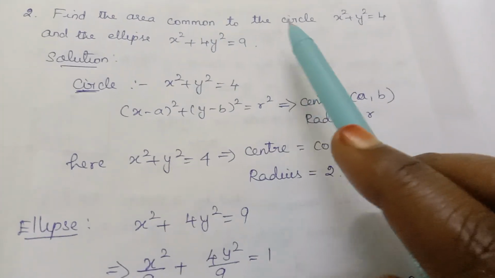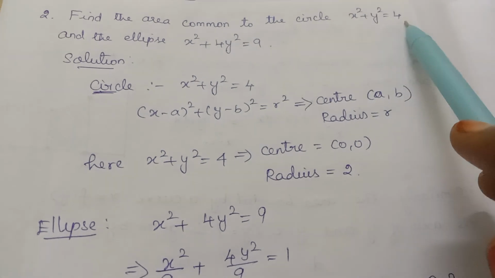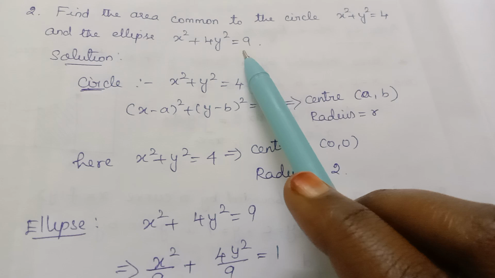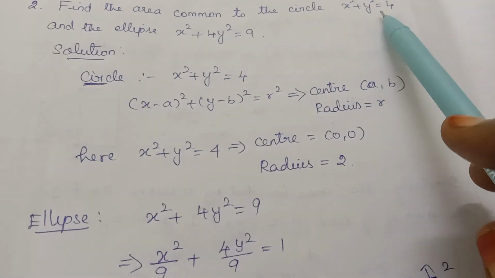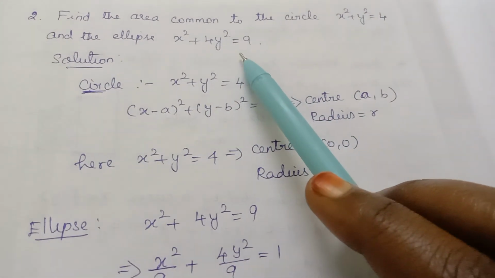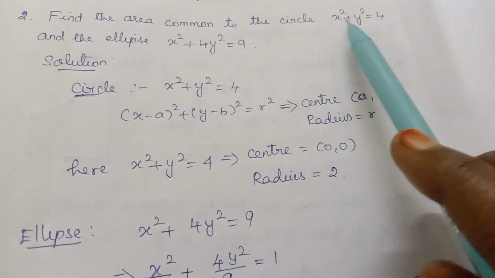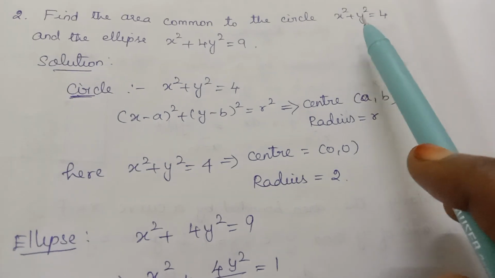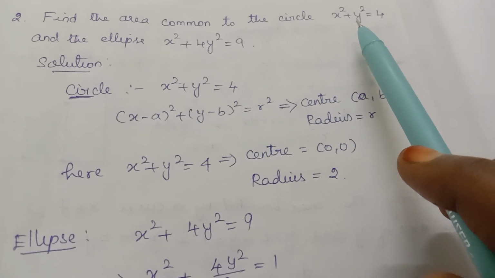Find the area common to the circle x square plus y square equal to 4 and the ellipse x square plus 4y square equal to 9. So we have to find the area bounded by one circle and one ellipse. Okay, see, this is the circle equation. How do you identify it is a circle equation? There are some properties of a circle equation.